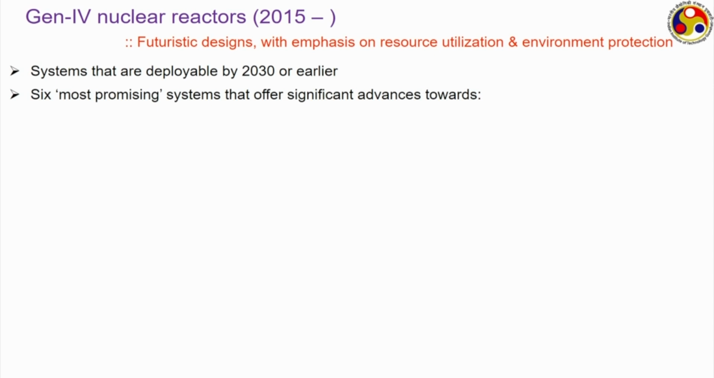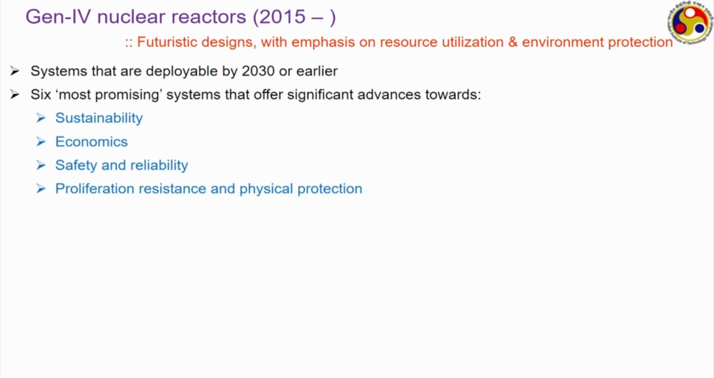Finally, let us go to generation 4. Generation 4 are futuristic designs with emphasis on resource utilization and environment protection. None of these reactors are commercially available at the moment, but they are expected to appear from 2030 or later. They are the reactors which are expected to rule the world in the years to come. There are at the moment 6 designs which are found to be most promising among several others. They offer several advantages like sustainability, economics, safety and reliability, and proliferation resistance and physical protection.